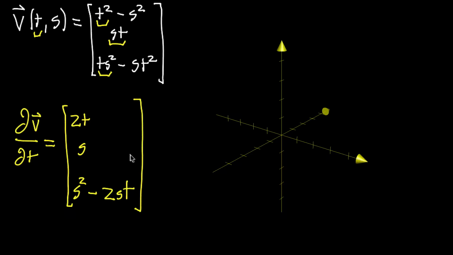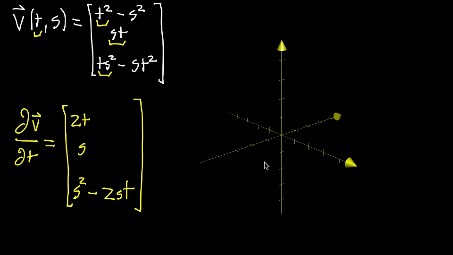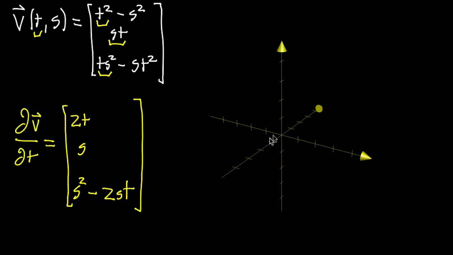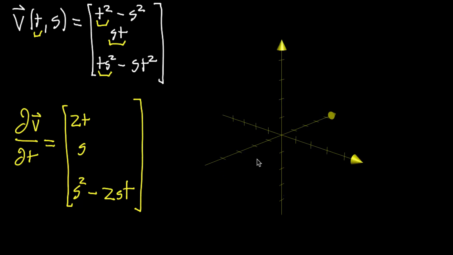So we've just computed a vector-valued partial derivative of a vector-valued function. But the question is, what does this mean? What does this jumble of symbols actually mean in a more intuitive geometric setting? And that has everything to do with how you visualize the function.